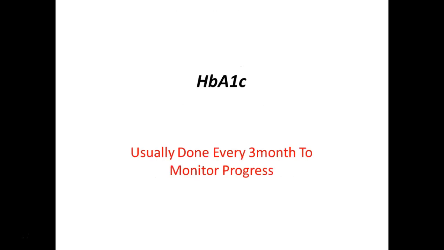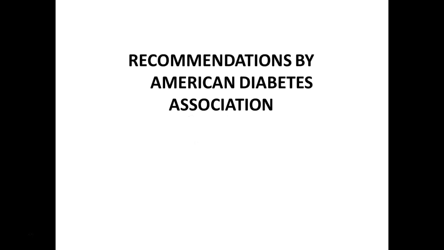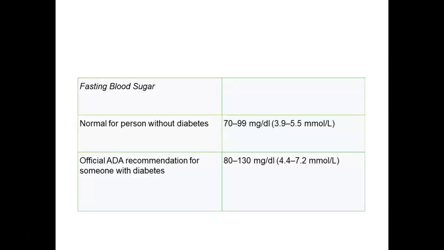Then the glycosylated hemoglobin is usually done every 3 months to monitor progress, and the normal is between 4% to 5.6%. When it is between 5.7% to 6.4%, it is prediabetes, and diabetes is 6.5% and upwards. That's diabetes. So let's consider the recommendations by the American Diabetes Association for those who are diabetic.